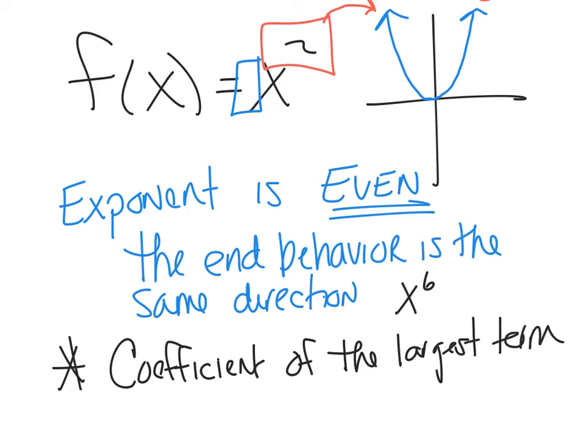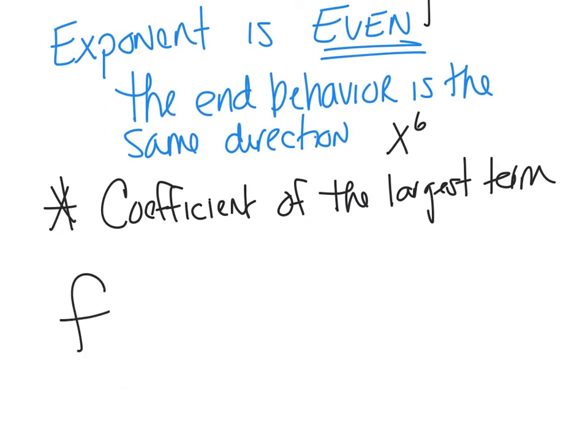Okay, and I think it's really easy. I picture positive x squared. If it's positive x squared, both of the ends are going up. Where I think this is also easy. Can you picture negative x squared in your head?